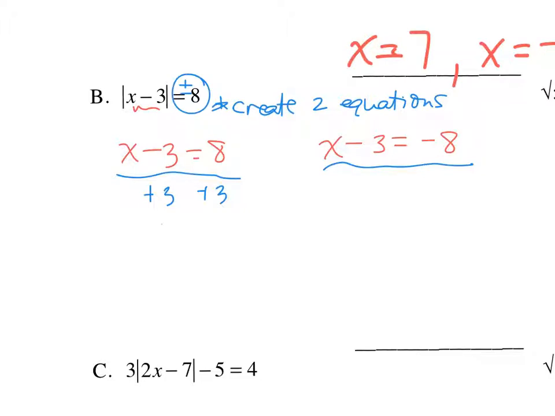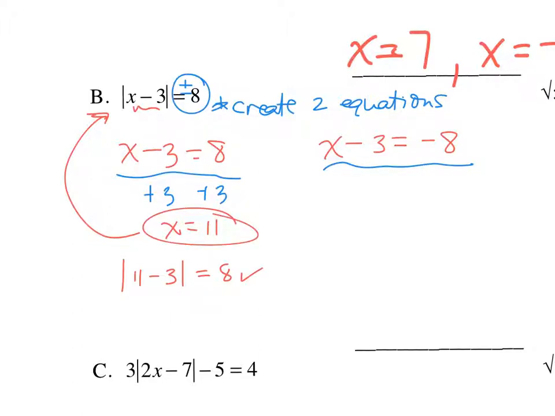And you would get x is equal to 11. All right, so let's check that by plugging it back in. What's the absolute value of 11 minus 3? Is it 8? Yes. Then check. X must equal 11. It works.